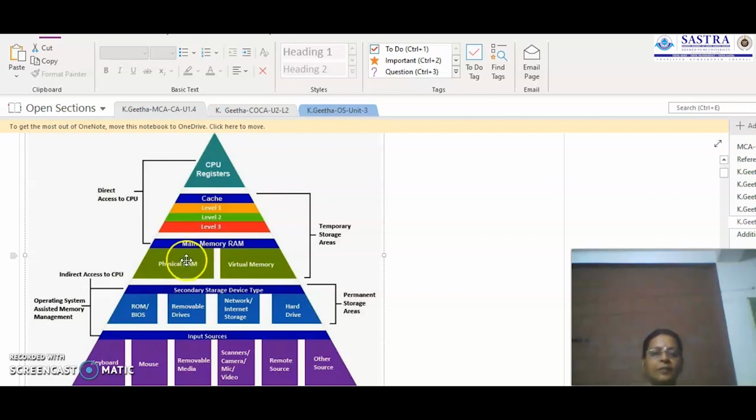And then if they are going to be frequently referred to, those items alone can be brought to the cache, the next level, and then it will reach the CPU. This is going to be the hierarchy of access across the different levels.